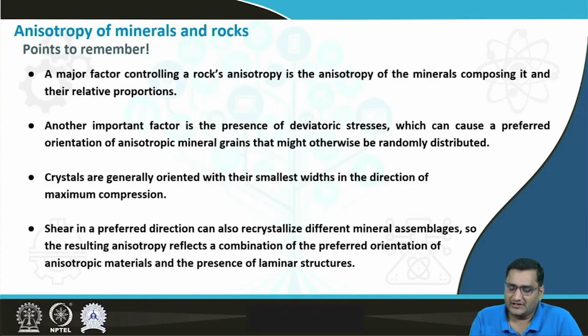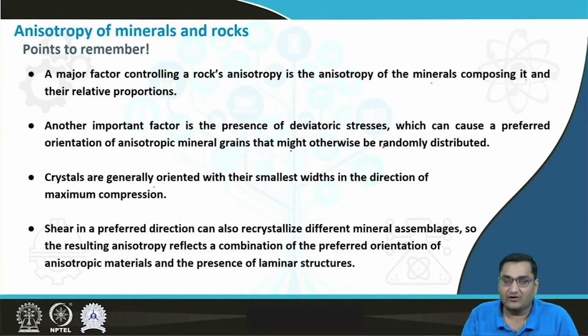There are some points that we must remember in the context of anisotropy of minerals and rocks. A major factor controlling a rock's anisotropy is the anisotropy of the minerals composing it and their relative proportions. Another important factor is the presence of deviatoric stresses, which can cause a preferred orientation of anisotropic mineral grains that might otherwise be randomly distributed.